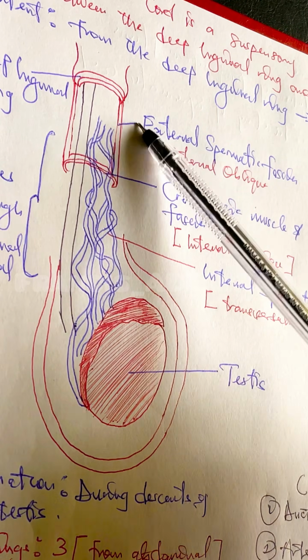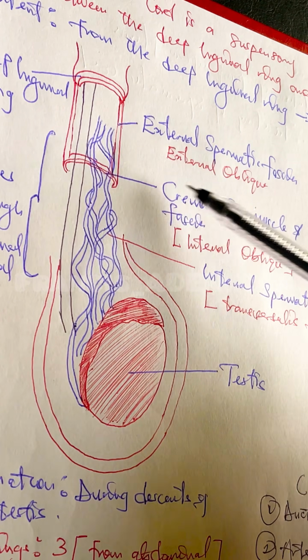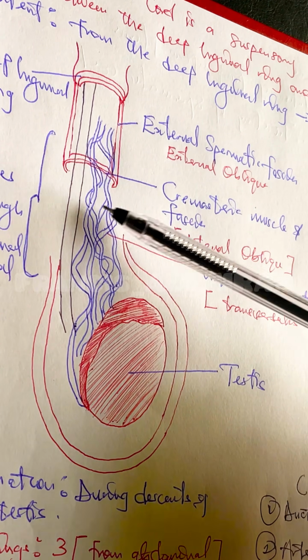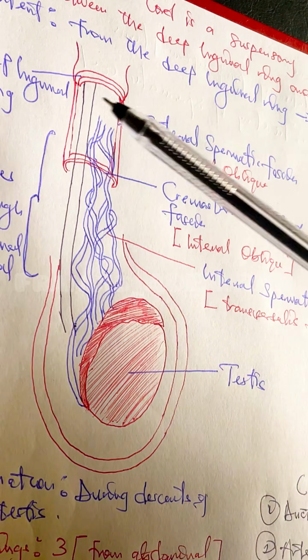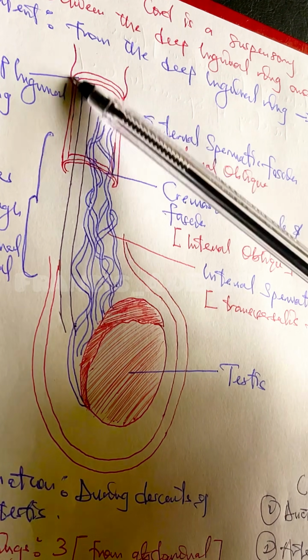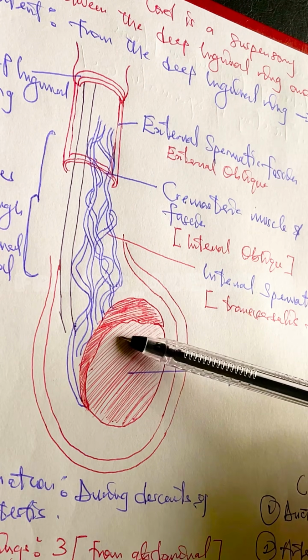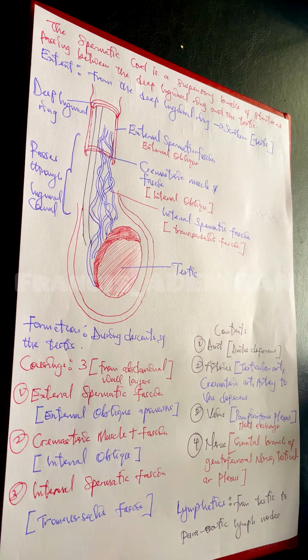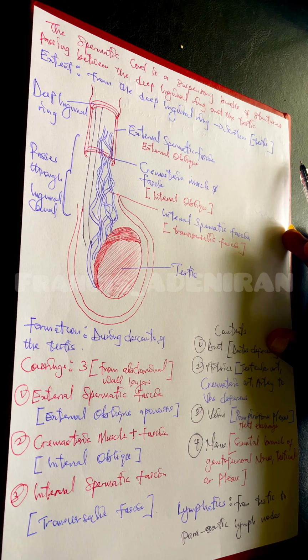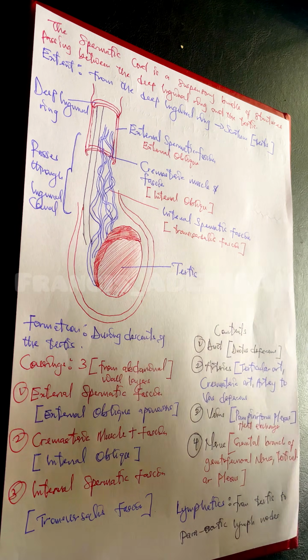We have the external spermatic fascia, the cremasteric muscle and fascia. We have the internal spermatic fascia. This is the deep inguinal ring, marking the beginning of the spermatic cord, and here is the testis. So having said that, let's move straight to the formation of the spermatic cord.